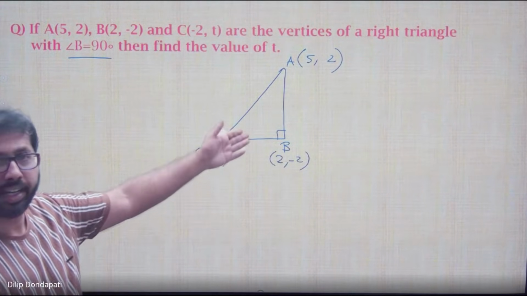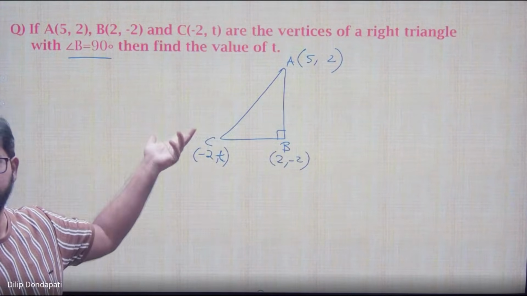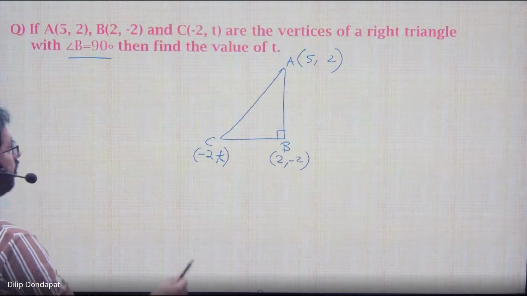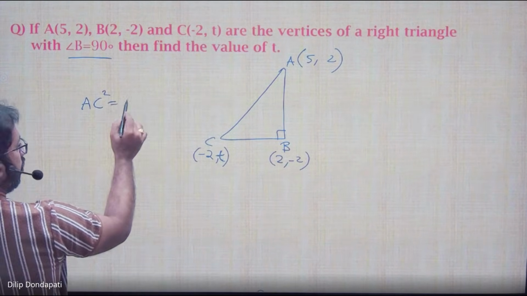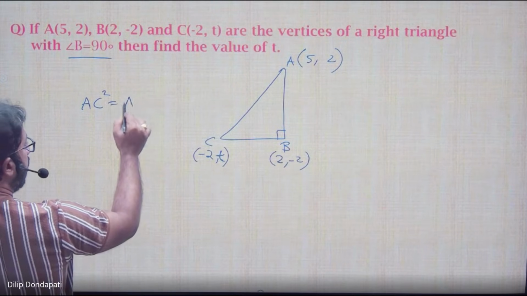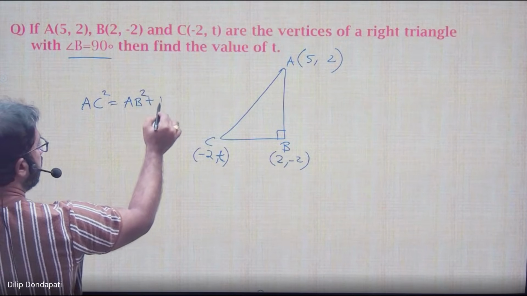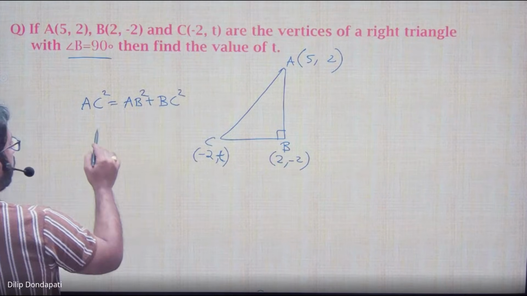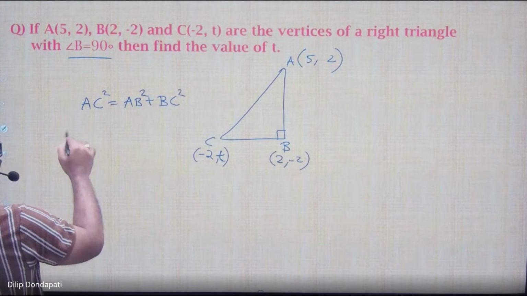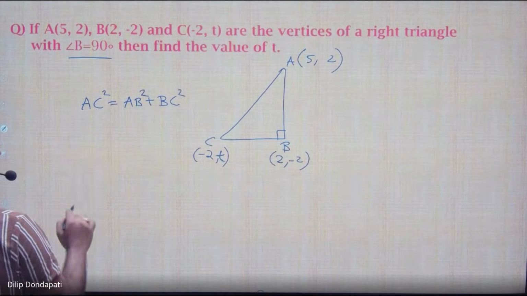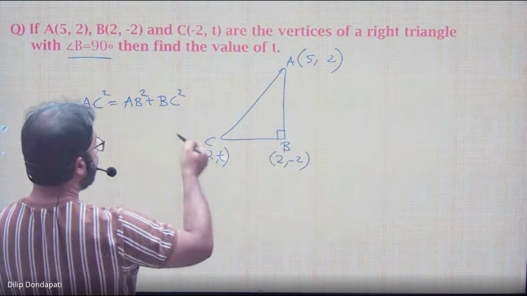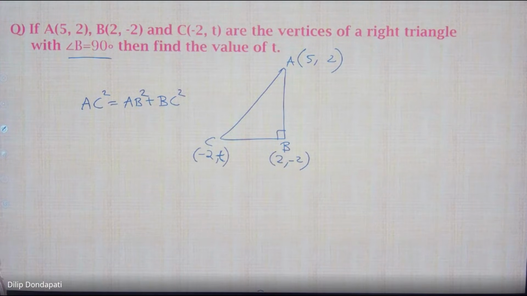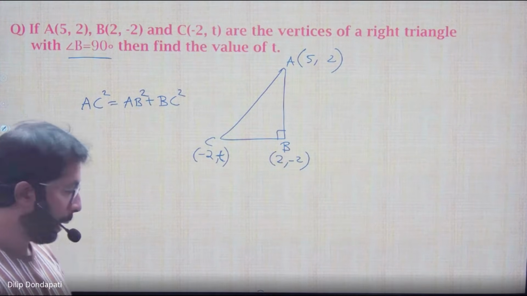Since it is a right angle triangle, use Pythagoras theorem. So AC square is equal to AB square plus BC square. Since square is there, there is no need to take under root, because the root gets cancelled, right? So find the distance of AC, AB and BC, and substitute. You'll get the value of T.